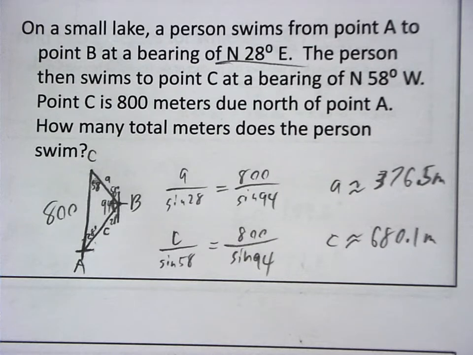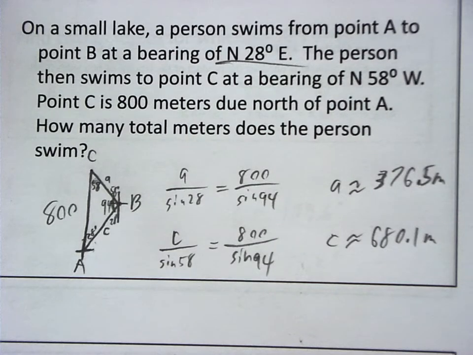Anybody else get 1,056? What'd you get? 1,856. Who's right? I got 1,056.6. How'd you get 1,856? Don't you add the side C, because he swims the whole triangle? Does he? No, he doesn't. The way the problem's worded, it would just be the 1,056.